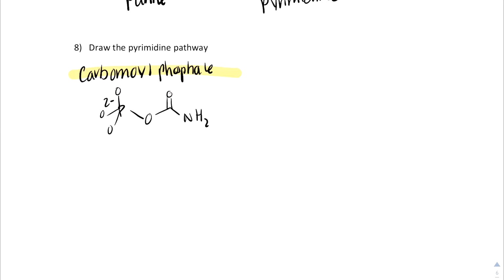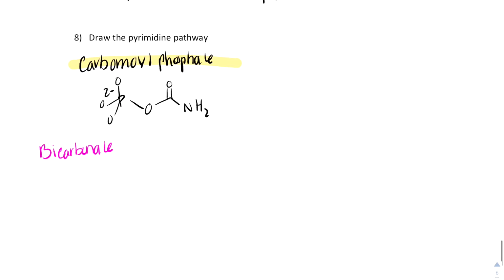So I'm going to just draw that in pink. So you start with bicarbonate. Okay, so you have shared electrons, okay, and it requires the input of ATP so we can transfer on that phosphate group.